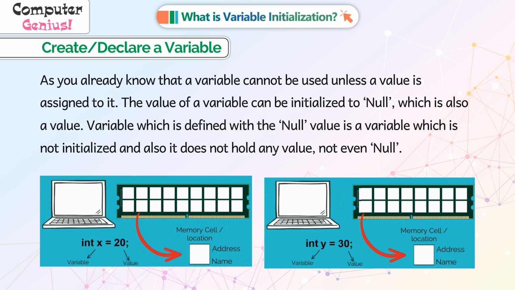As you already know, a variable cannot be used unless a value is assigned to it. The value of a variable can be initialized to null, which is also a value. A variable which is not initialized does not hold any value, not even null.